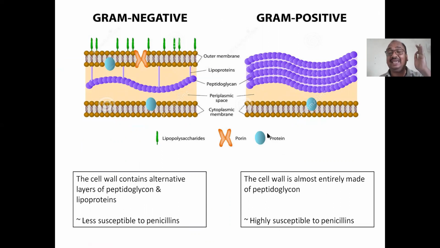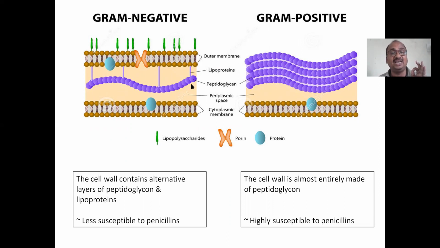It has a higher efficacy on gram positive than gram negative. Keep in mind the gram positive cell wall construction. See here, it is all peptidoglycan. We know that beta-lactam antibiotics work mainly on the transpeptidase and peptidoglycan. That's why, in the gram positive structure, see, it is all made up of peptidoglycan.